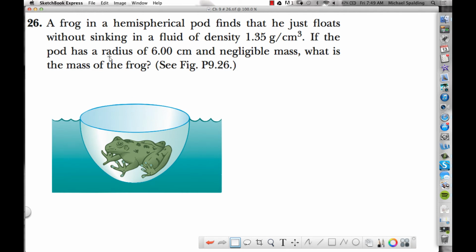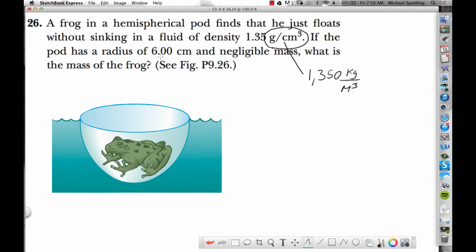We have a frog here in a pod. What? And this pod just floats without sinking, just floats without sinking in a fluid of density 1.35. Hey, the unit on this, they're giving us chemistry units here. Typically in physics, we want kilograms per cubic meter. So when you convert this, this is the same as 1,350 kilograms per cubic meter. I'm going to go physics units.